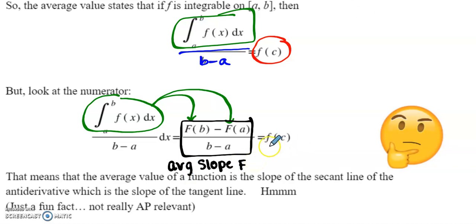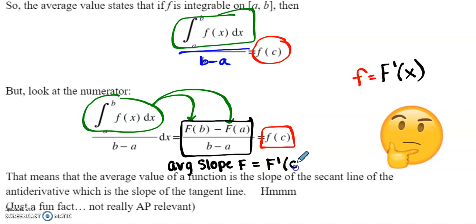Wait a second, this is getting too weird. Is equal to little f of c, but we know that little f is equal to big F prime. So the average slope of f is equal to the instant slope of big F. What? What? This is the MVT for derivatives. It's almost like it was planned that way.